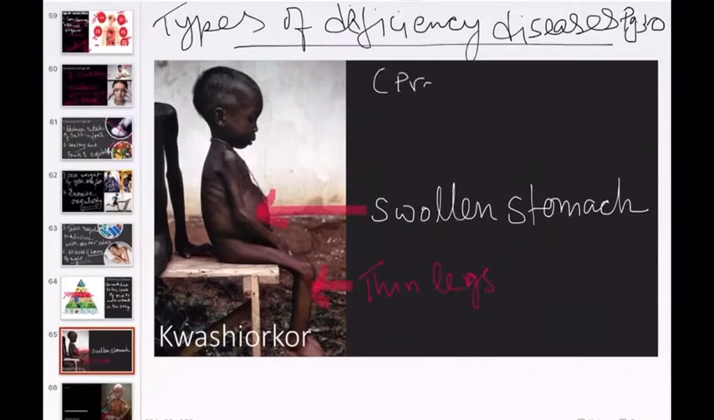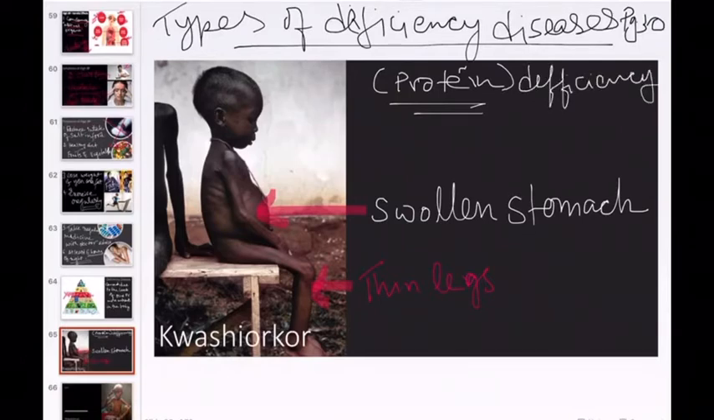And if you do not eat sufficient protein, like poor people, they are unable to buy fish, meat, milk products. So generally they have this protein deficiency, and that leads to kwashiorkor. And a kwashiorkor person will have a swollen stomach and thin legs. And to prevent this, what should you eat?